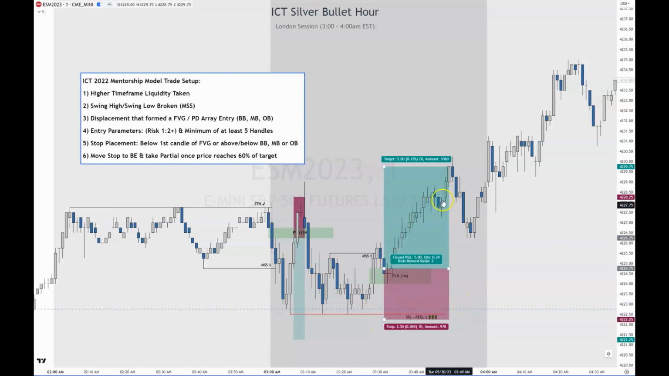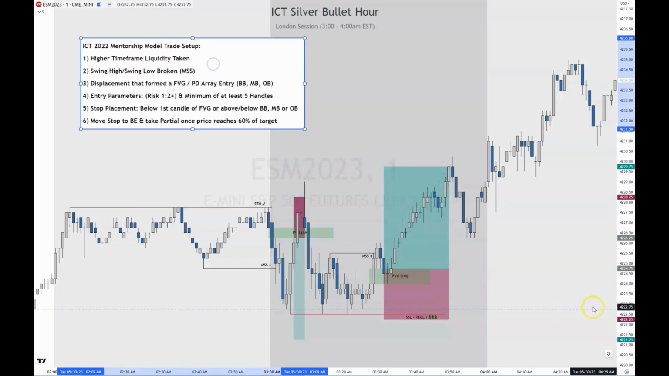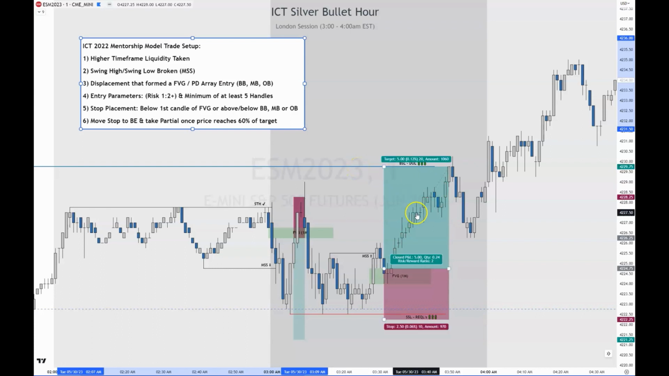So where's my target then? If I do this, it's 2.5. I have to have 5. Where's my target? Well, let me move this up. My target's right here, and that's a 15-minute. I'm going to show these to you when I add the other ones on here. I'll show you where this came from. 15-minute drawn liquidity. It's a swing high on a 15-minute time frame. That happens to be right at my 5 handle target, 1 to 2 rather.